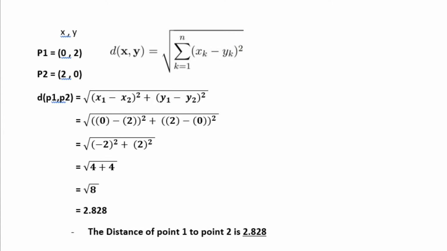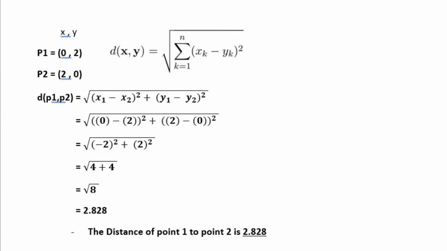So, sa una, sinubstitute natin yung bawat value ng point 1 at point 2. Sa una is value ng x ng point 1 minus value ng x ng point 2, at same rin para sa value ng y sa isa't isa. At after nun, may nakuha tayong negative 2 raised to 2 plus 2 raised to 2 at naging 4 plus 4 at naging 8. So ngayon, ang square root ng 8 is equal to 2.828. Ngayon, nakuha na natin yung distance between point 1 to point 2.